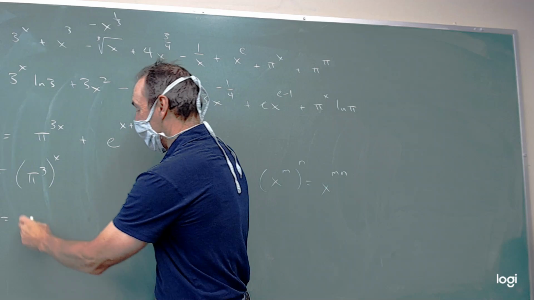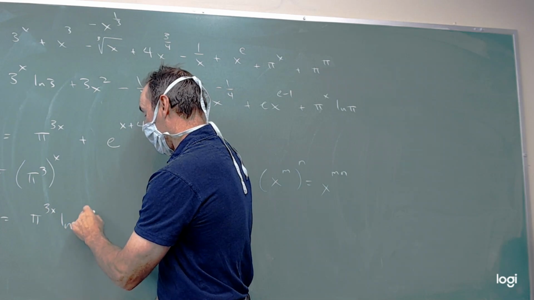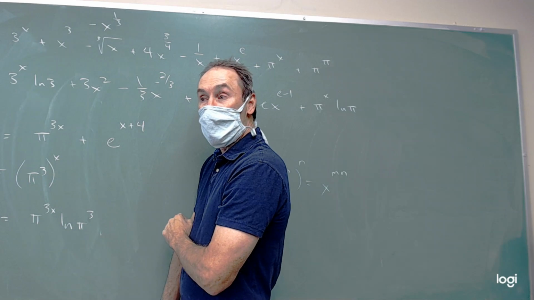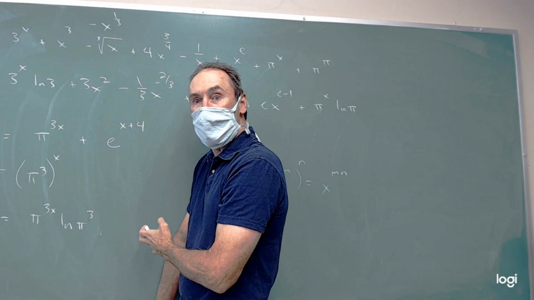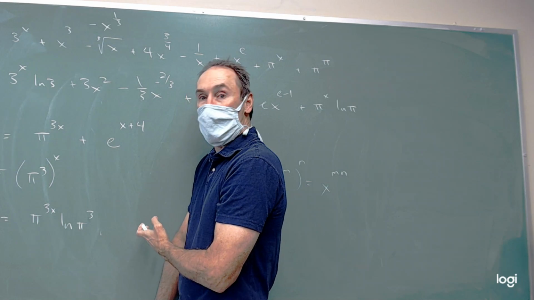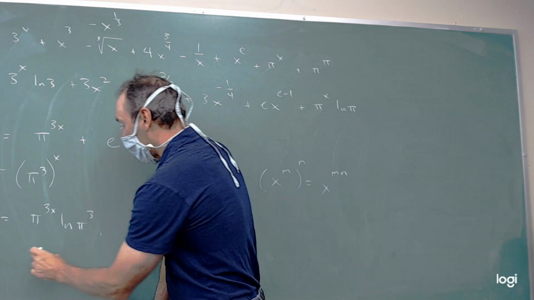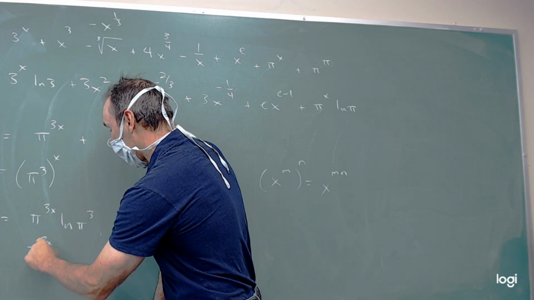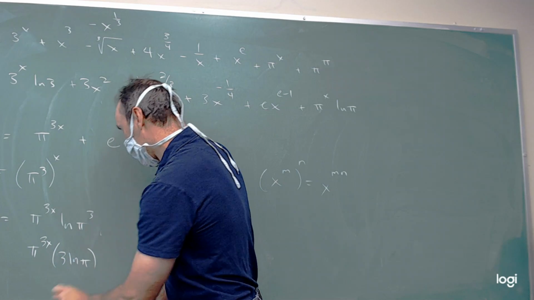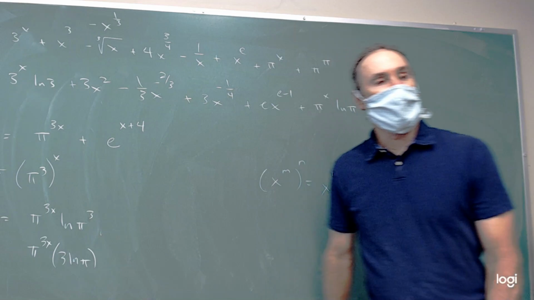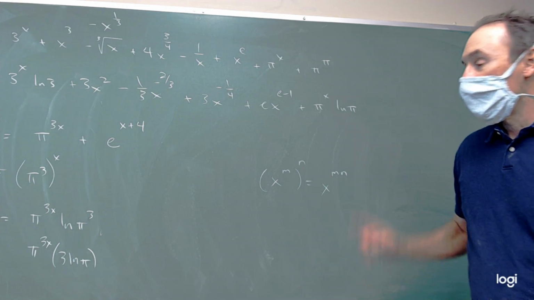Pi to the 3x natural log of 5/3 to the third. That okay? And then if you wanted to flaunt your extensive knowledge of properties of logarithms, you could say that natural log of pi to the third is 3 times natural log of pi. So you could actually call that pi to the 3x times 3 natural log of pi. I don't know if that scores any better, but it's kind of impressive. Okay? Now how about the next one?